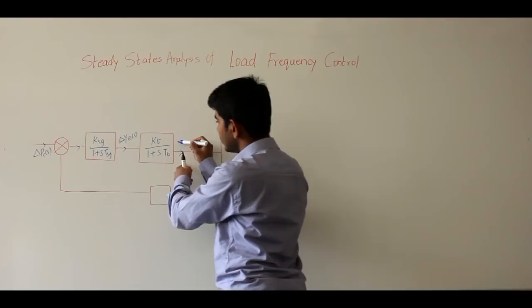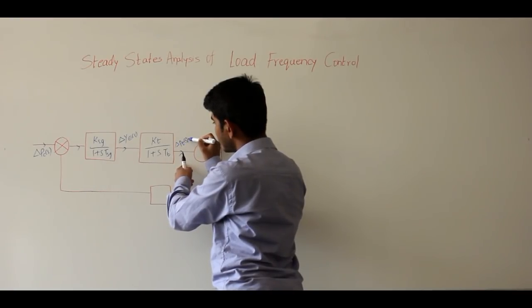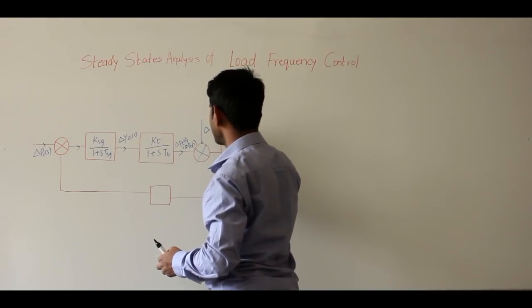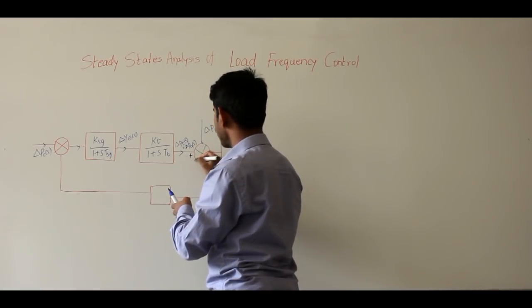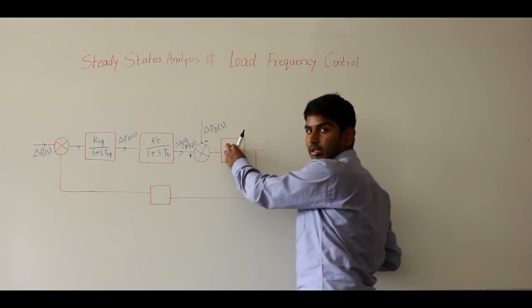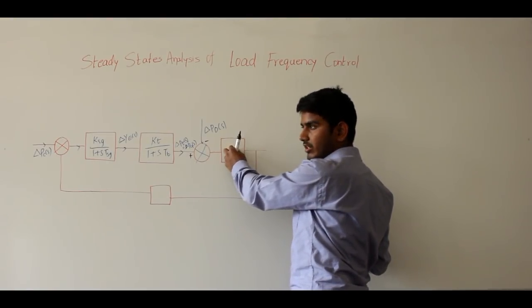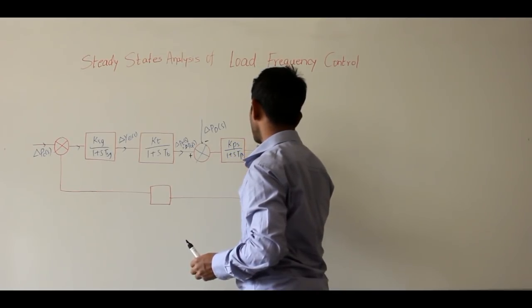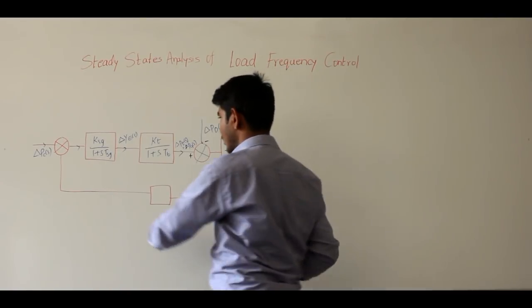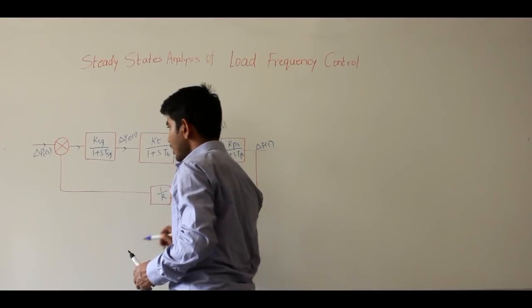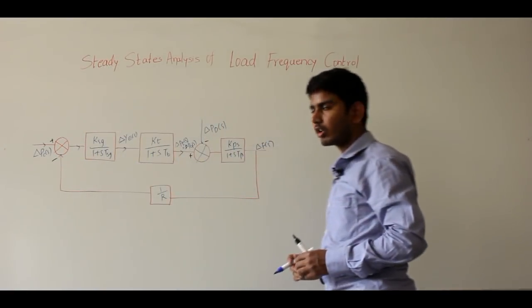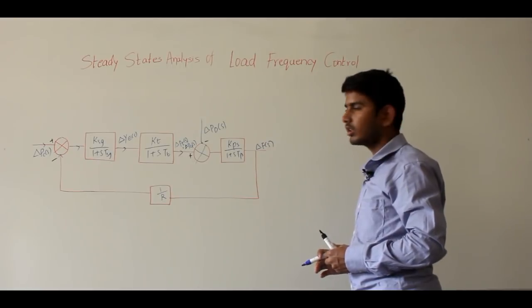And here we have the output, that is delta PT of S, which is nothing but equal to delta PG of S. So you have a summer here, and from here you have a load, that is delta PD of S. So this will be plus and this will be minus. And again we have the block of the generator load model, or you can say the power system. This is KPS upon 1 plus S into TPS. The output is delta F of S, and we have a feedback loop, that is 1 by R, and this will be minus. So this is minus and this is plus. This is the complete block diagram representation of the load frequency control of an isolated power system.